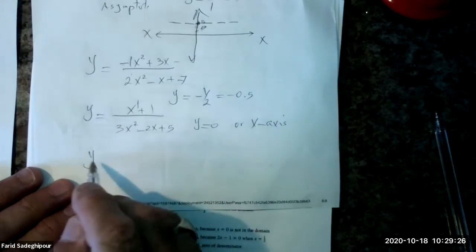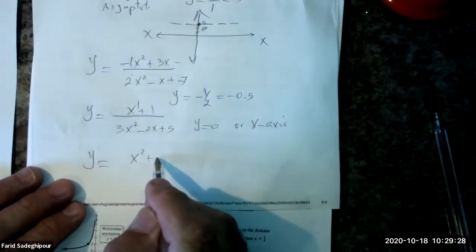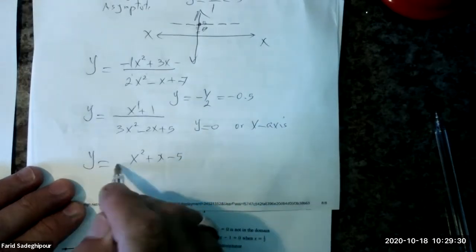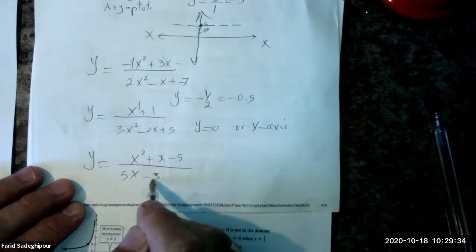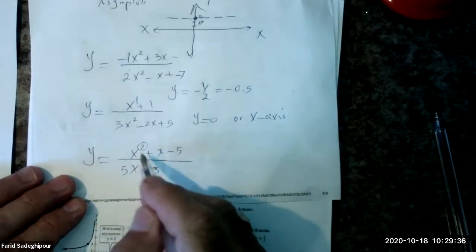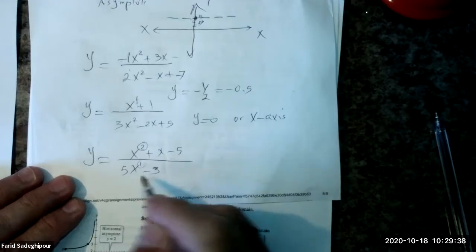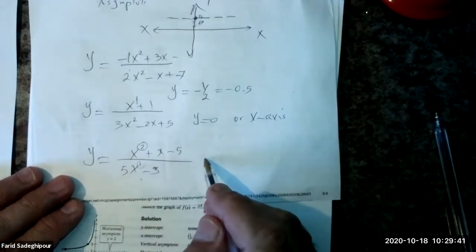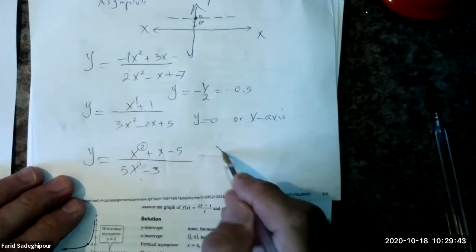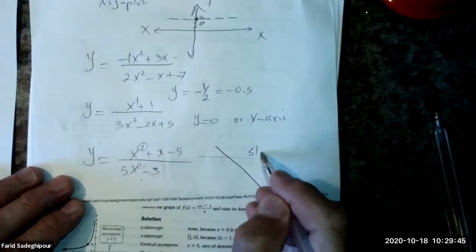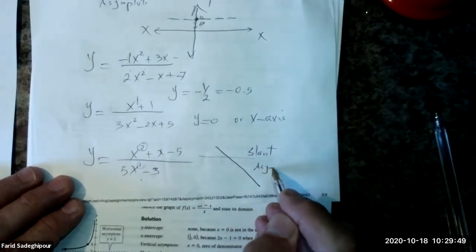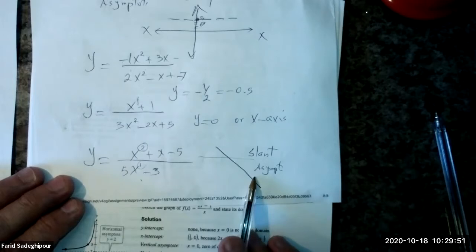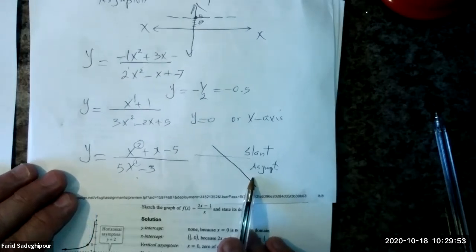The third is, what if the top one is greater than the bottom one? If the power at the top is greater than the bottom, in that case, you don't have a horizontal asymptote. You have what they call a slant asymptote. And we are going to talk about this later on. I'll show you some examples.